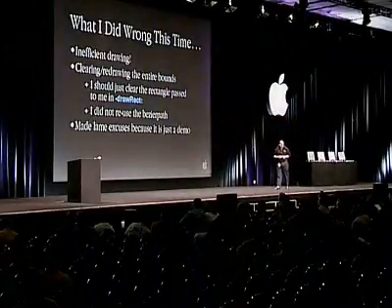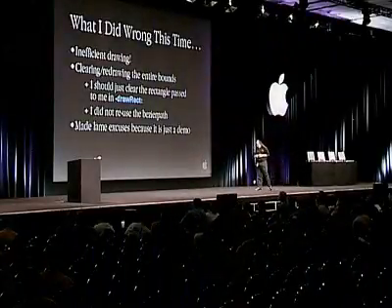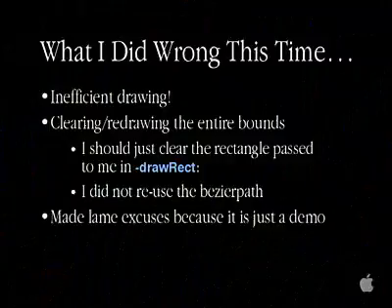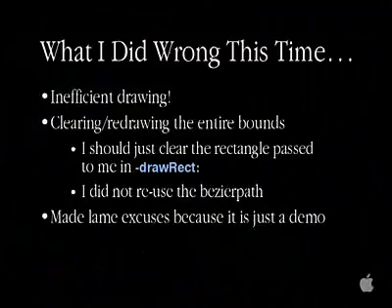What I was drawing wrong this time, again, I was drawing inefficiently. They'll tell you more about this in the graphics and imaging performance talk after lunch. I was clearing and redrawing the entire bounds. I should have just cleared the rectangle that was handed to me in drawRect. I did not reuse the Bezier path. I was getting a new one every time.